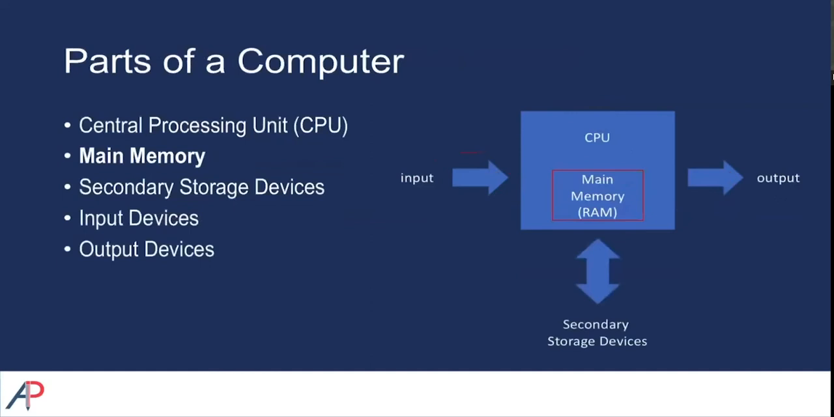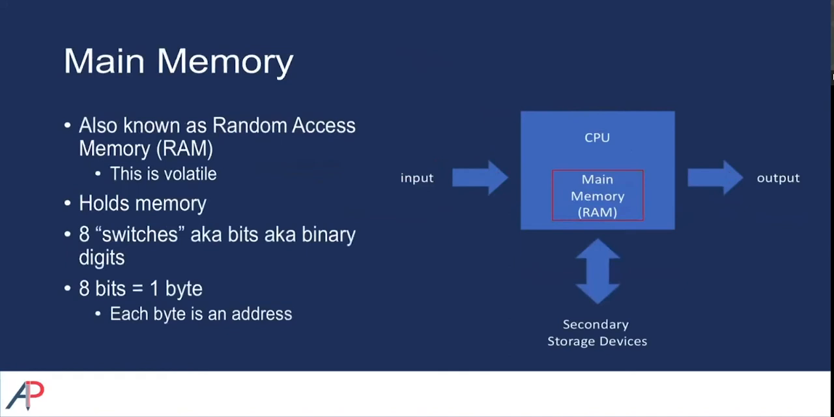The next part we're going to talk about is the main memory, since we finished talking about the CPU. The main memory is also known as the random access memory, or RAM. Hopefully you've seen RAM here or there. This is volatile. Volatile means that it requires power to retain whatever information or data. So if you were to unplug your computer, or if your computer loses a power source, then your main memory will be wiped. It will start off with a clean slate.